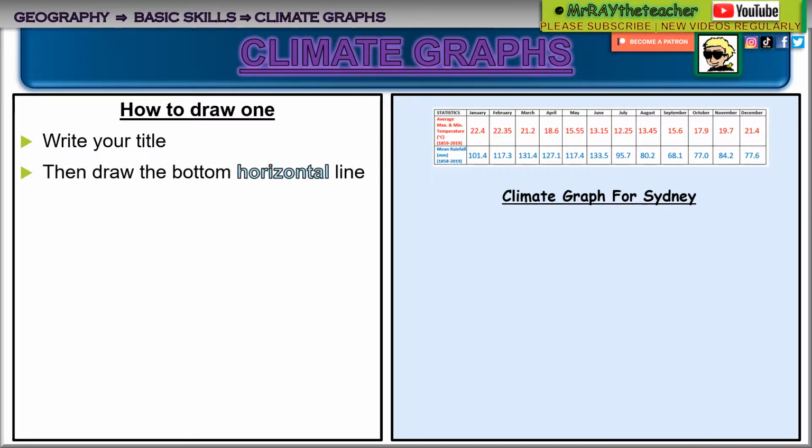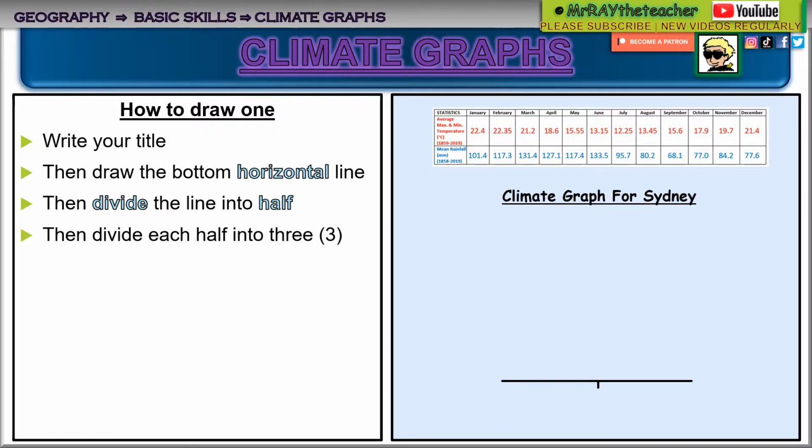Then firstly, draw the bottom horizontal line. Horizontal goes with the horizon, if you didn't know, left to right. Then divide that line into half. What I'm trying to do is to prevent the bars getting skinnier. How many times have I seen kids draw the climate graph, and you've got really fat bars up to here. Oh, not much space left, and the remaining months for these bar graphs become super skinny. Not good.